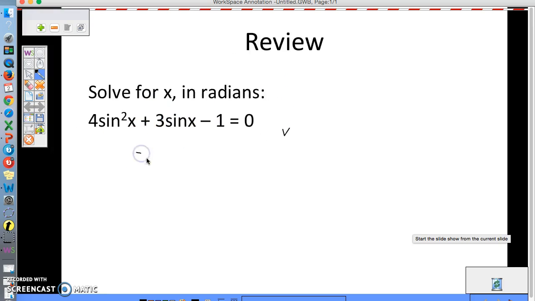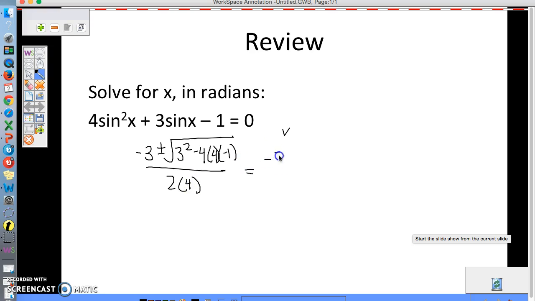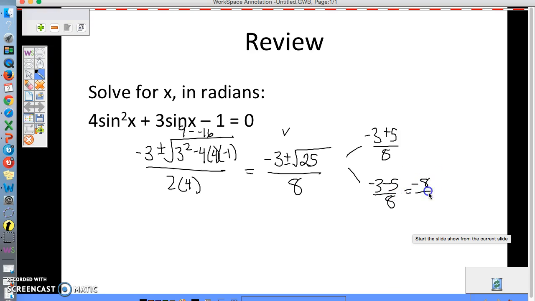So we'd have the opposite of b plus or minus the square root b squared minus 4ac all over 2 times 4. So we have the opposite of b plus or minus the square root. 3 squared is 9 minus negative 16, so that would be 25 all over 8. So you have the opposite of 3 plus 5 over 8 and negative 3 minus 5 over 8. Well, this is negative 8 over 8, so we have negative 1. 2 over 8, so we have 1/4.